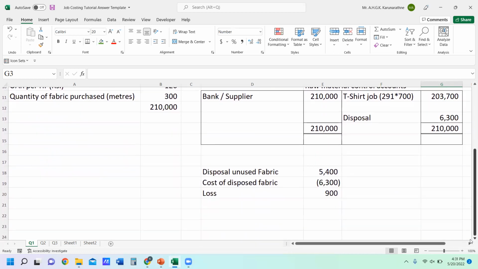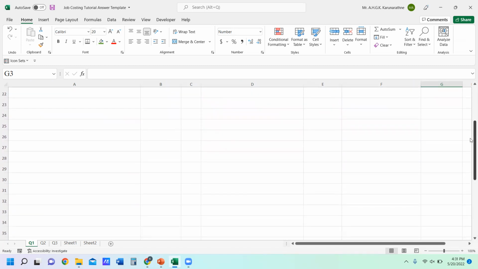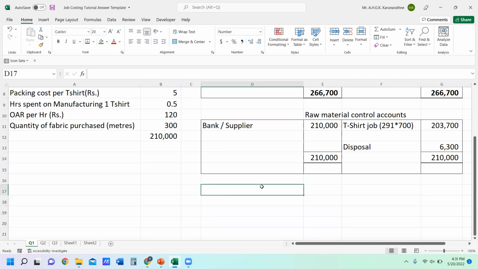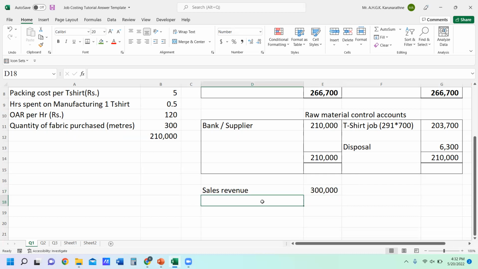That's another part, right? We need to continue. We'll see what profit we made from this. Then sales revenue, how much is the sales revenue? We have sold 600 t-shirts, each sold at 500 rupees. This is our total revenue, minus cost of sales. This amount is my bank debit. Sales revenue account credit, and it is taken here. Bank debit, this account credit.